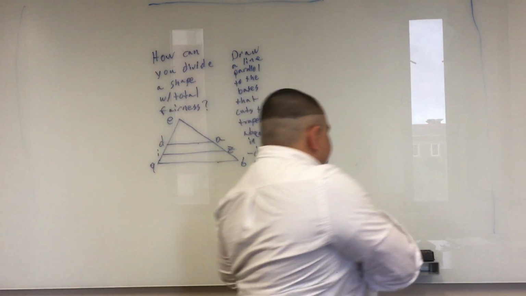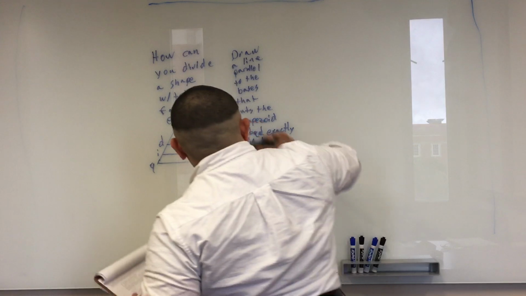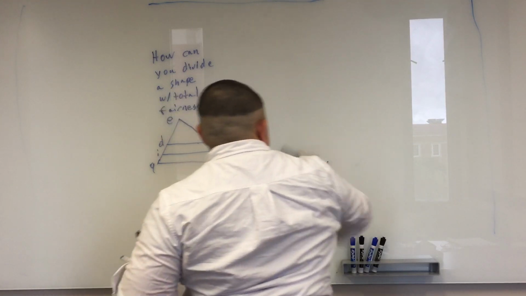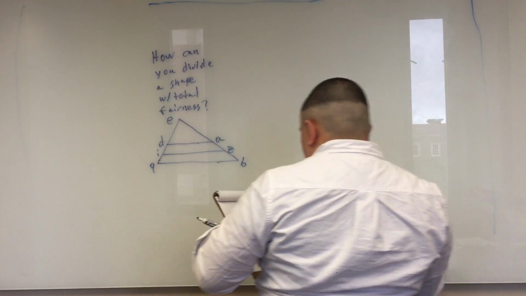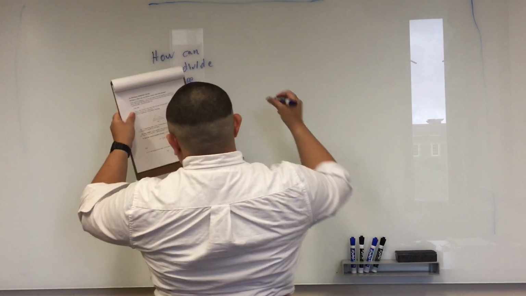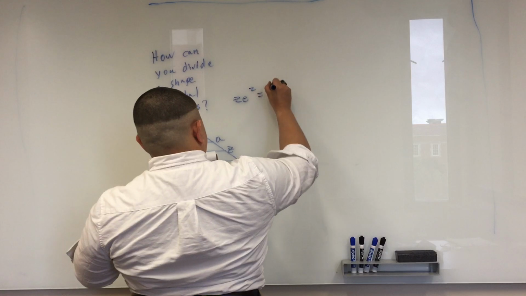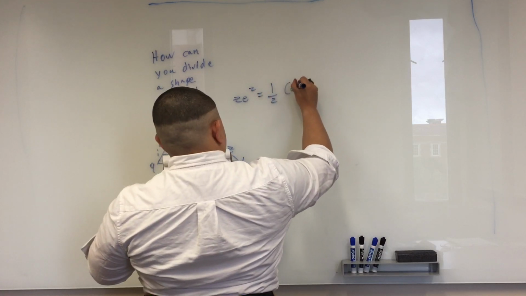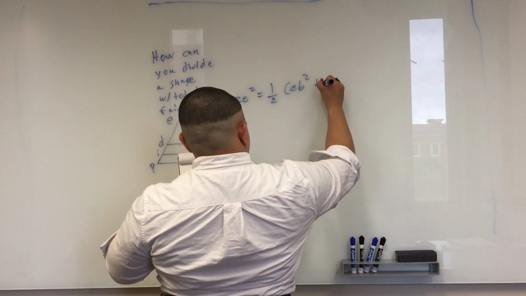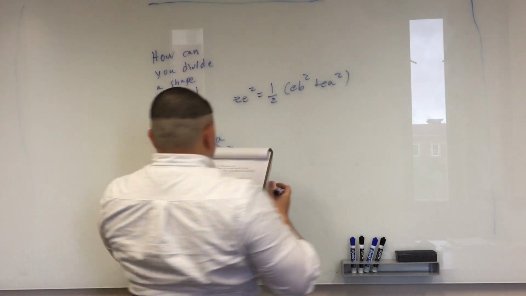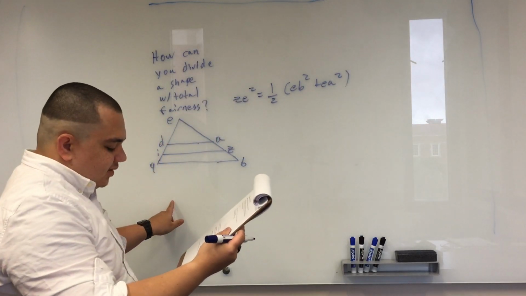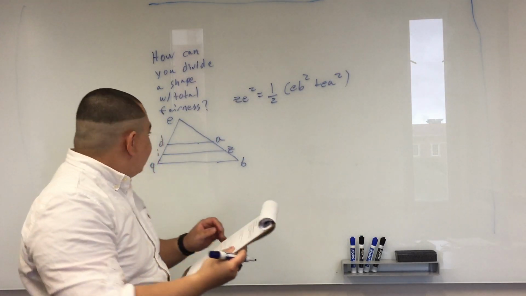Now, here's a clever thing that the Greeks did in order to find this. So the Greeks used this condition, that ZE squared is equal to 1/2 EB squared plus EA squared, where ZE is the distance from point Z to the apex E.